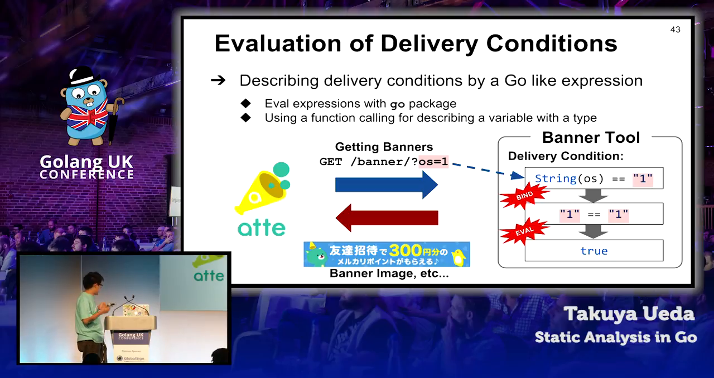Delivery conditions often include variables such as OS. When a delivery condition is evaluated, the banner tool binds values to variables which appear in the expression. The value is taken from a request parameter. For example, a banner is registered on the banner tool with the delivery condition string OS equal 1. When the banner tool receives a request with the parameter OS equal 1 from an app, the banner tool binds 1 to the variable OS. So the expression becomes 1 equal 1. And finally, the expression is evaluated as true. It means this banner can be delivered to the app.